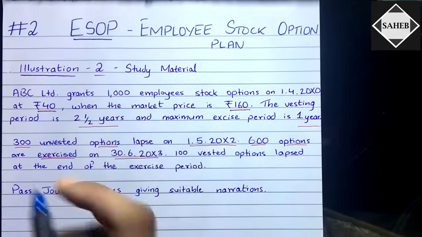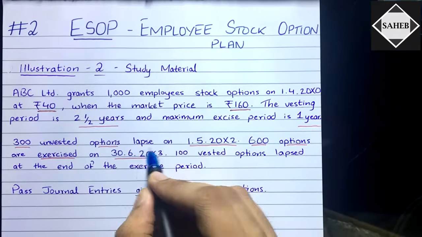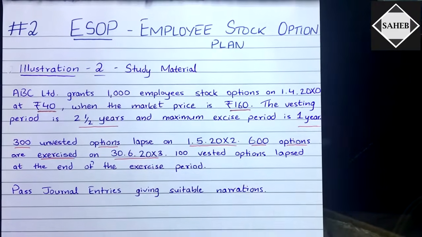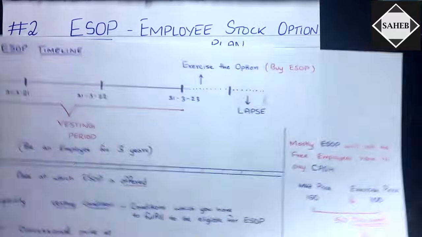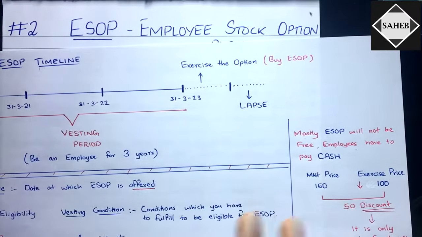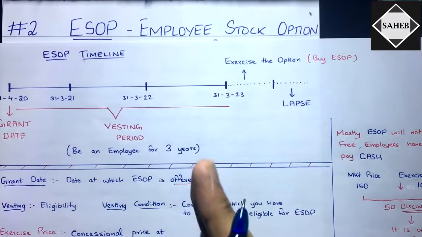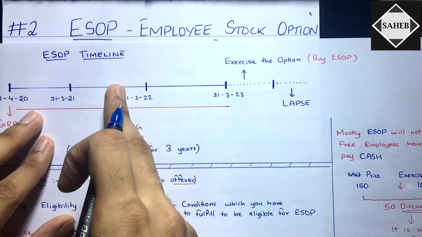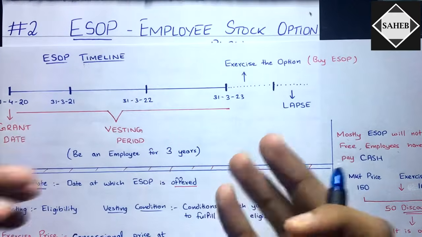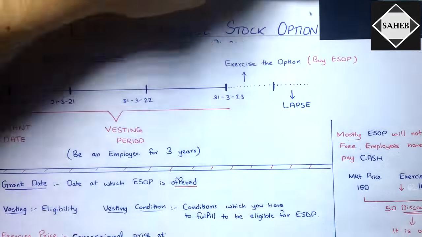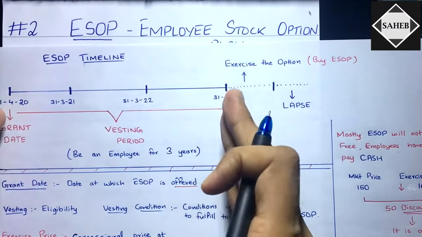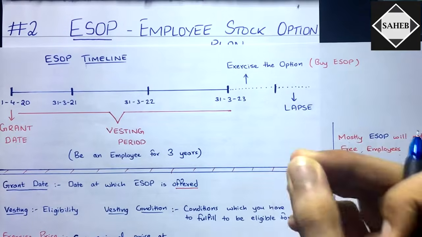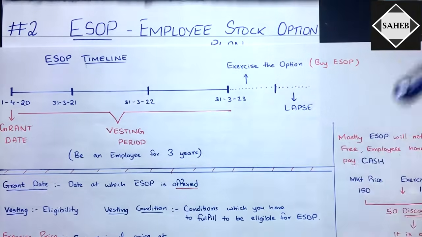Then what are they saying? 300 unvested options lapse on 15/20x2. Now what does this mean? Options have lapsed means that your options have expired, but unvested options have lapsed means the options haven't completed the vesting period. Somewhere here the options have lapsed, in the vesting period. That's called unvested options. When the employee completes the vesting condition, the vesting period, then only the options become vested. The options have become eligible to exercise.